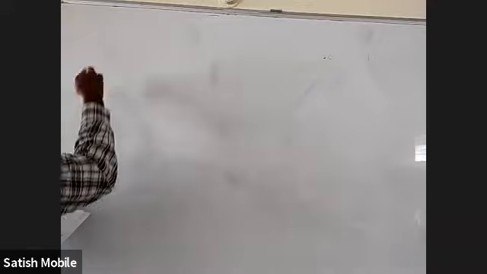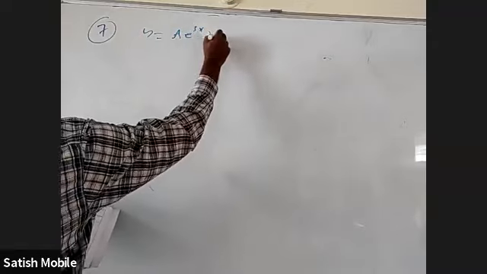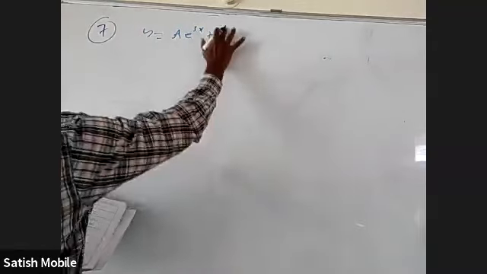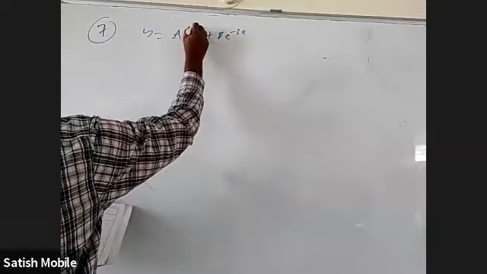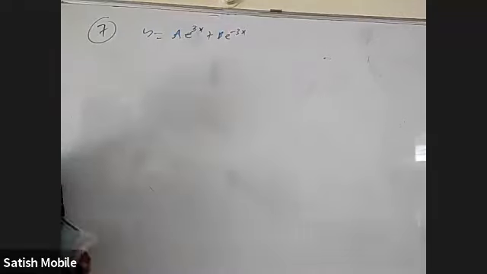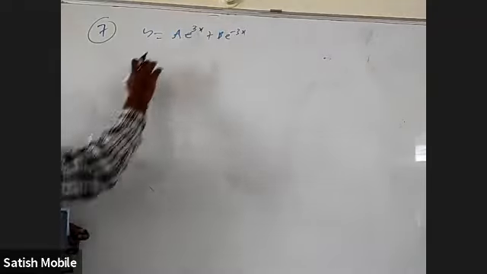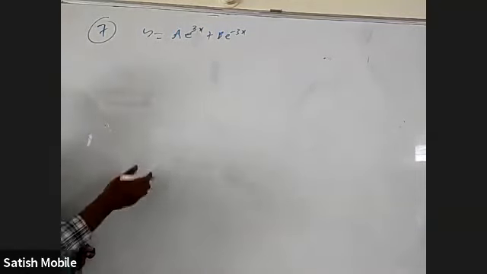Okay, seventh question. y is equal to a e power 3x plus b e power minus 3x. If the numbers are slightly different, it may be a little difficult, but this one is a little easy. Why? First of all, there are two constants a and b. I have to eliminate two things. So I have to differentiate twice.